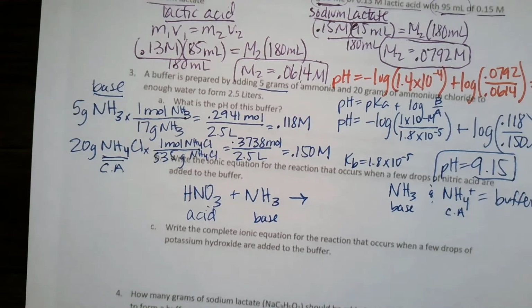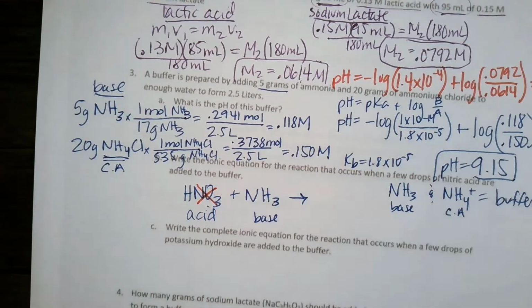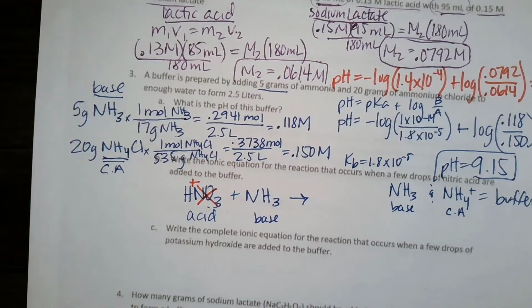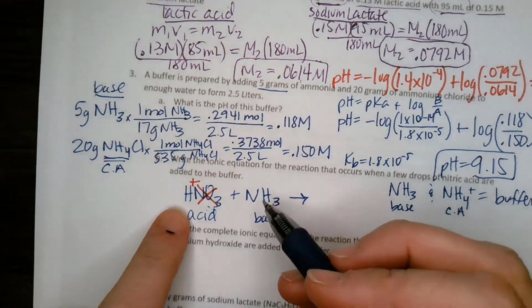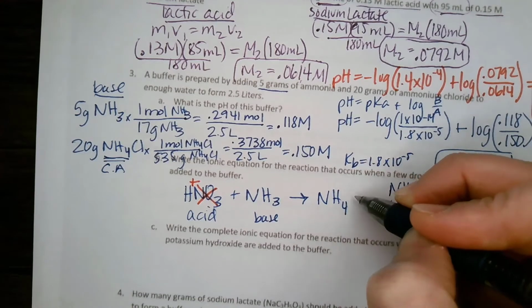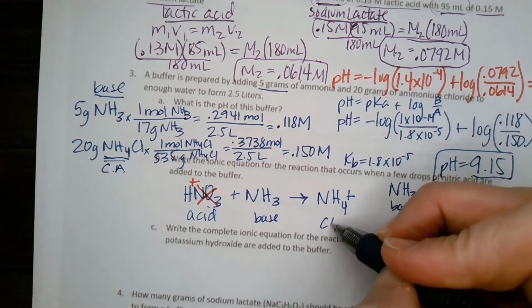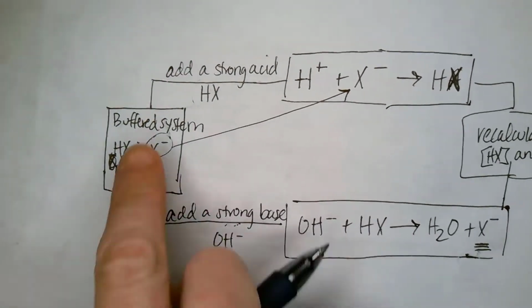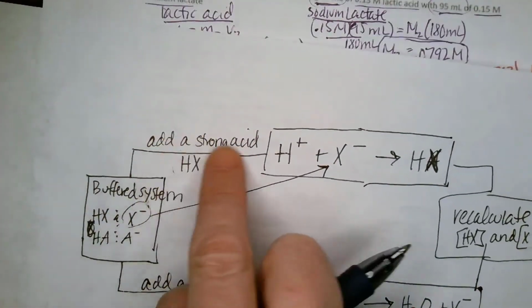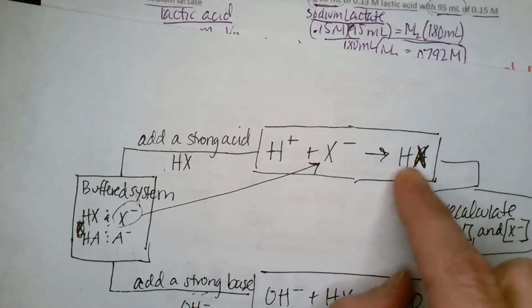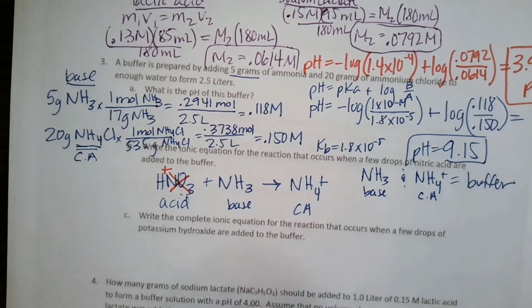Now, we can leave off this nitrate because that's just going to be a spectator ion. And we can just look at the H plus from that acid reacting with our base. So we have this proton donor going to come over here and it's going to create more NH4 plus, the conjugate acid. Remember, if we went back and looked at our diagram from the last notes, we have our buffered system. We're adding a strong acid. So we have our H plus reacting with the base to give us more conjugate acid. That's it.